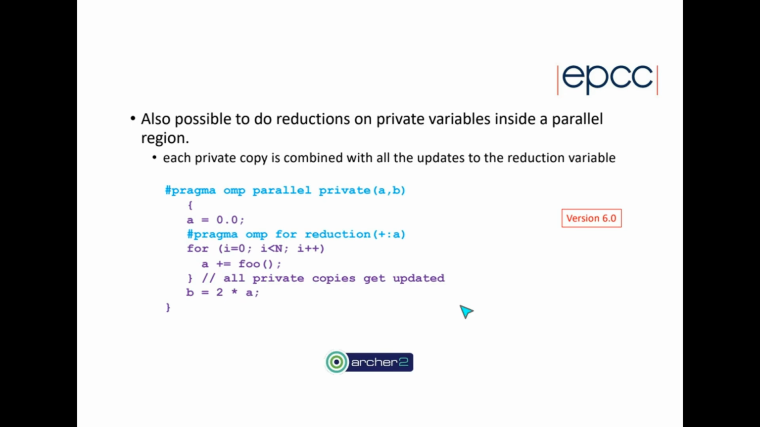It's also possible now to do reductions on private variables inside a parallel region. Previously, and this is only coming in version 6, so you're probably not going to see this in implementations quite yet. This is again to try and overcome some limitations of doing reductions, because before version 6, I can only do a reduction on a work sharing loop inside a parallel region if the reduction variable is shared, and that's a little bit restrictive. So there can be cases where you actually want to do reductions on private variables, but you have to think a bit carefully about what that means.